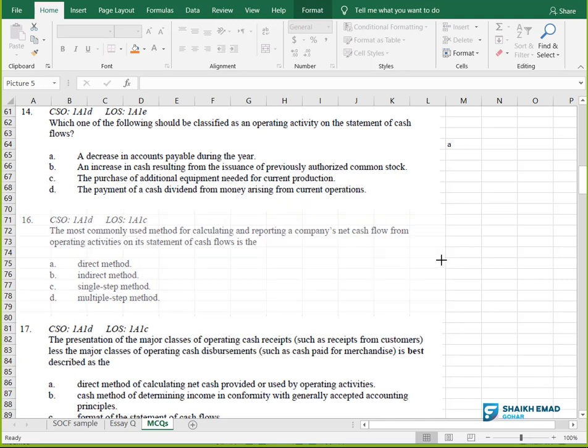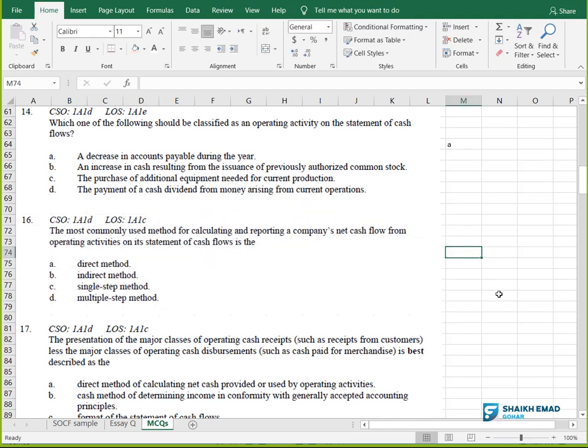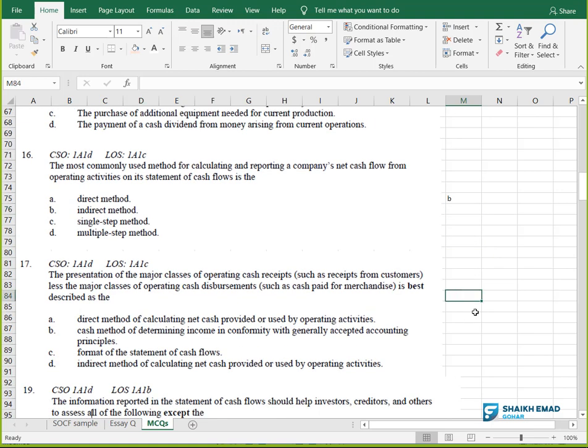16. The most commonly used method for calculating and reporting the cash flow from operating activity is what? Which method did we use? That is the most commonly used. B, indirect method. In the indirect method, we start from the profit and we reverse. In the direct method, you take all the cash inflows from operations and cash outflows from operations, and you net off. That is called the direct method. That is not commonly used.